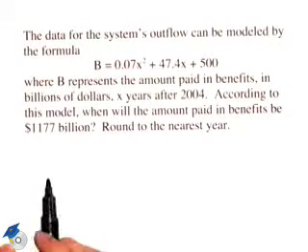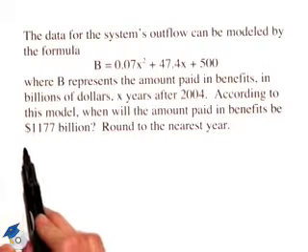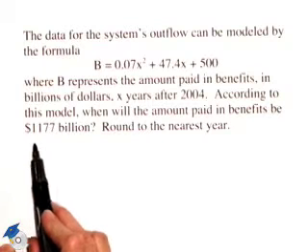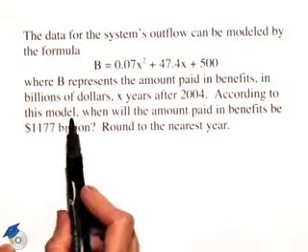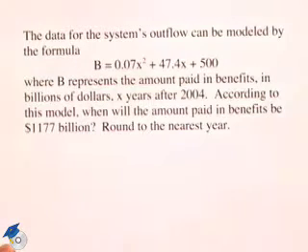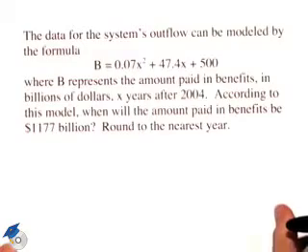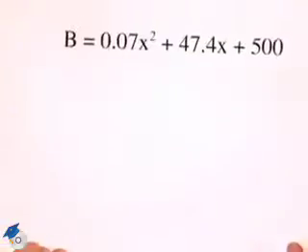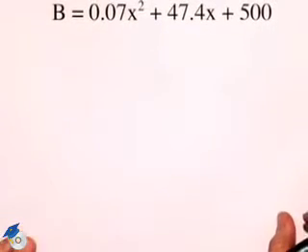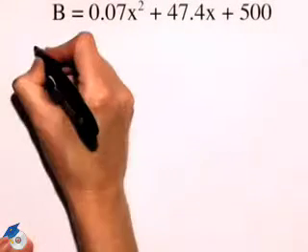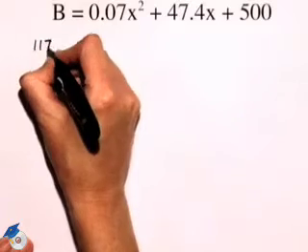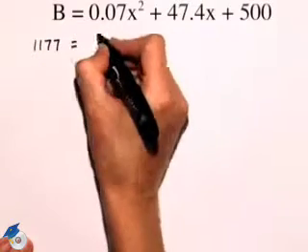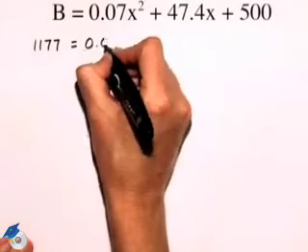So in other words, what we really need to do is substitute this 1,177 in for B in our equation and try to determine x to the nearest year. So let's do that. Here's our formula again. We're going to substitute 1,177 in for B, and the right-hand side will remain the same.